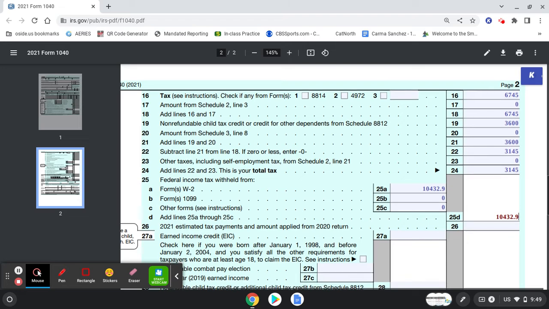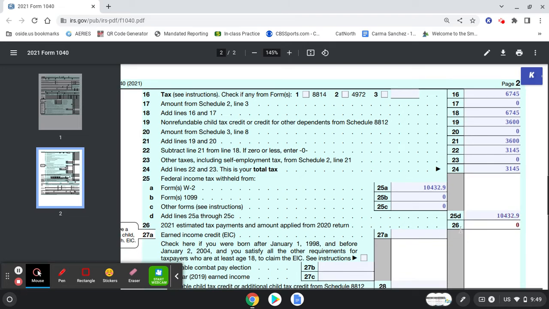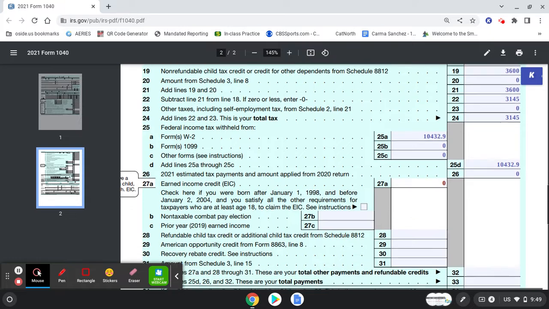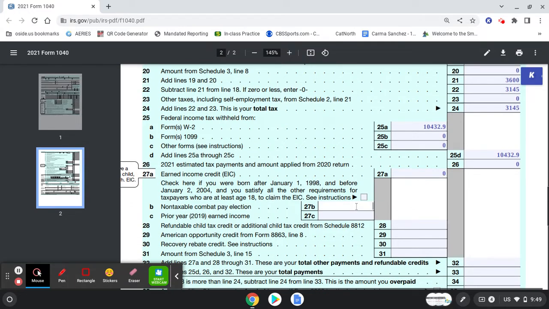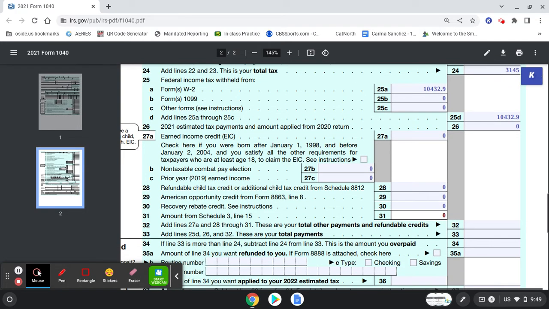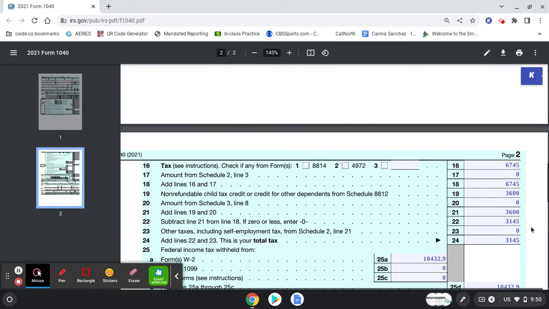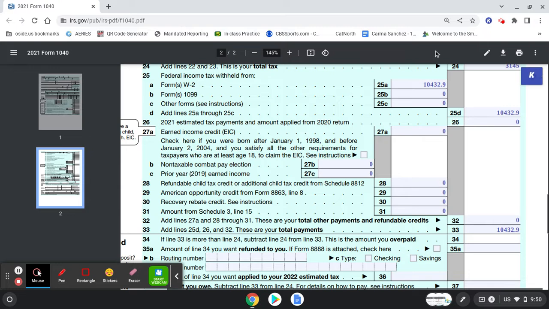Add line 25A through 25C. No estimated tax payments were made. No earned income credit. None of these things. Most people don't have any of these boxes filled in. All right, now we add lines 27A through 31. And then add line 25D through 32. So nothing to add to it, so that's it. So we got $10,432.90 taken out of our checks, and we were only supposed to pay $31.45. So we're about to get a nice big refund.